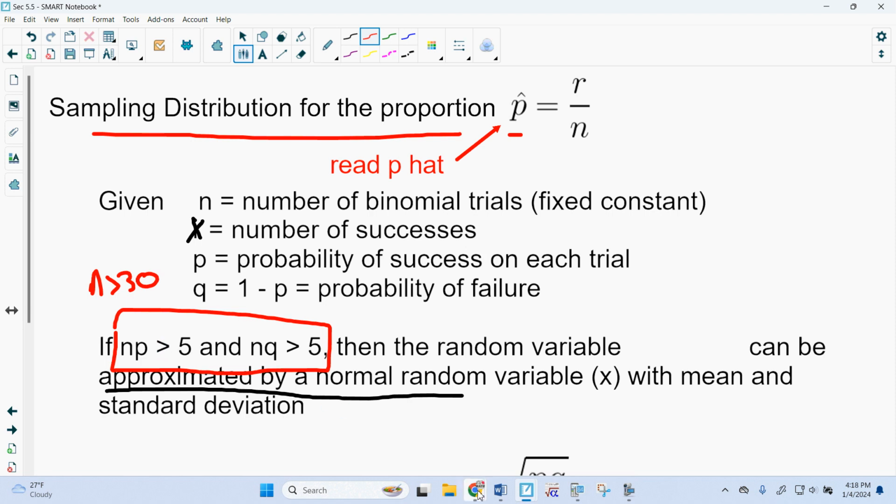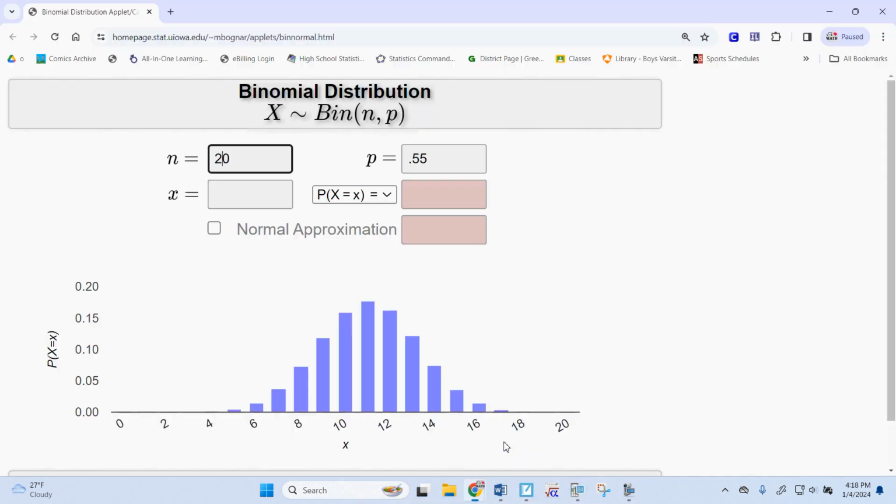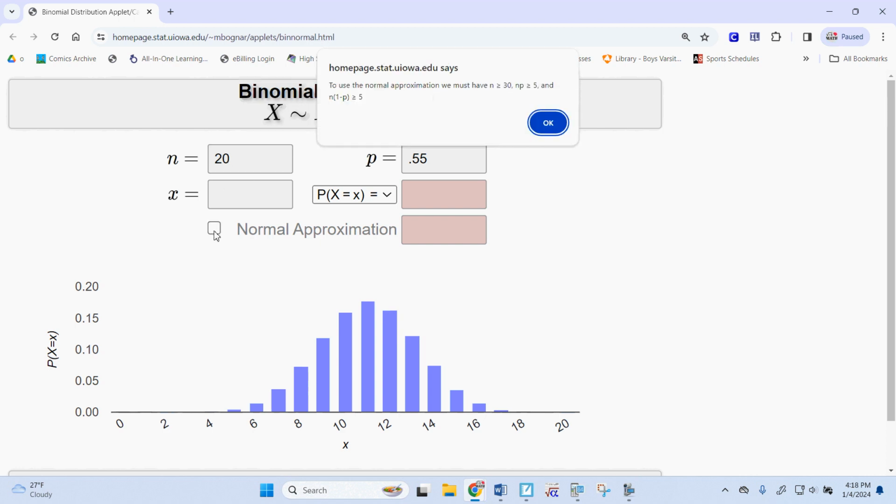And you can see this if I switch back to over here. If the sample size is 20 and I click approximate normal, you can see I get an error. To use a normal approximation, n must be greater than 30, and np has to be greater than 5, and n times 1 minus p, or nq, has to be greater than 5. That may be hard to see on the video right now, but that's the case. We have to do that.